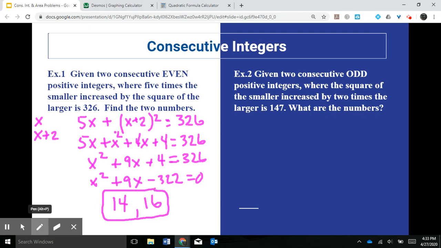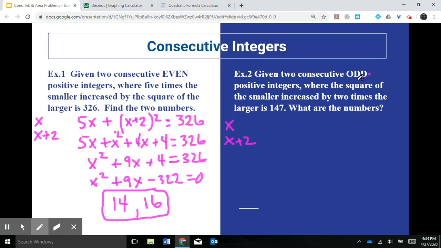So those two numbers, if we take the 5 times the smaller one, if we say 5 times 14 plus 16 squared, we would get 326. Same thing for the next problem. All right, it says odd. Since it said odd, it's still going to be x and x plus 2.